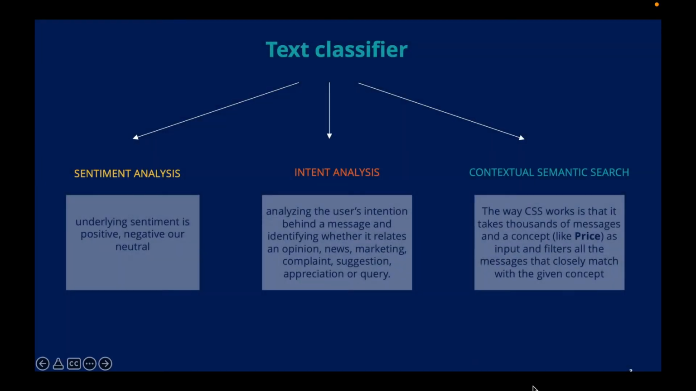Let us begin with understanding three types of text classifiers. First is sentiment analysis. It tells us the underlying sentiment in the text, whether it is positive, negative, or neutral. Second, we have intent analysis. It analyzes the user's intention and identifies whether it relates to an opinion, news, marketing, complaint, suggestion, appreciation, or a query. Let us look at an example.